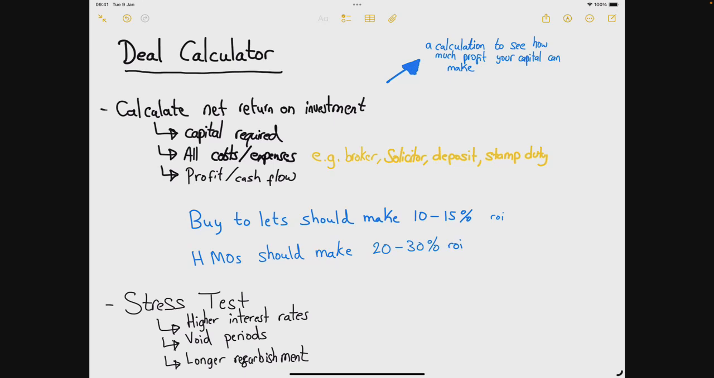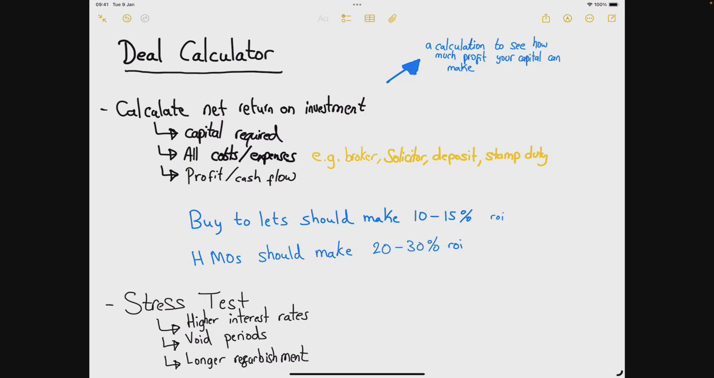And in terms of benchmarks or KPIs, key performance indicators, buy-to-lets should make 10 to 15% return on investment, ROI, and HMOs should make anywhere between 20 to 30% ROI. So whenever you purchase a property, you need to run the calculations and see, do your buy-to-lets or do your HMOs fit this benchmark or framework? And if so, you should proceed and go ahead with it and make the purchase. And if not, you should find something else.